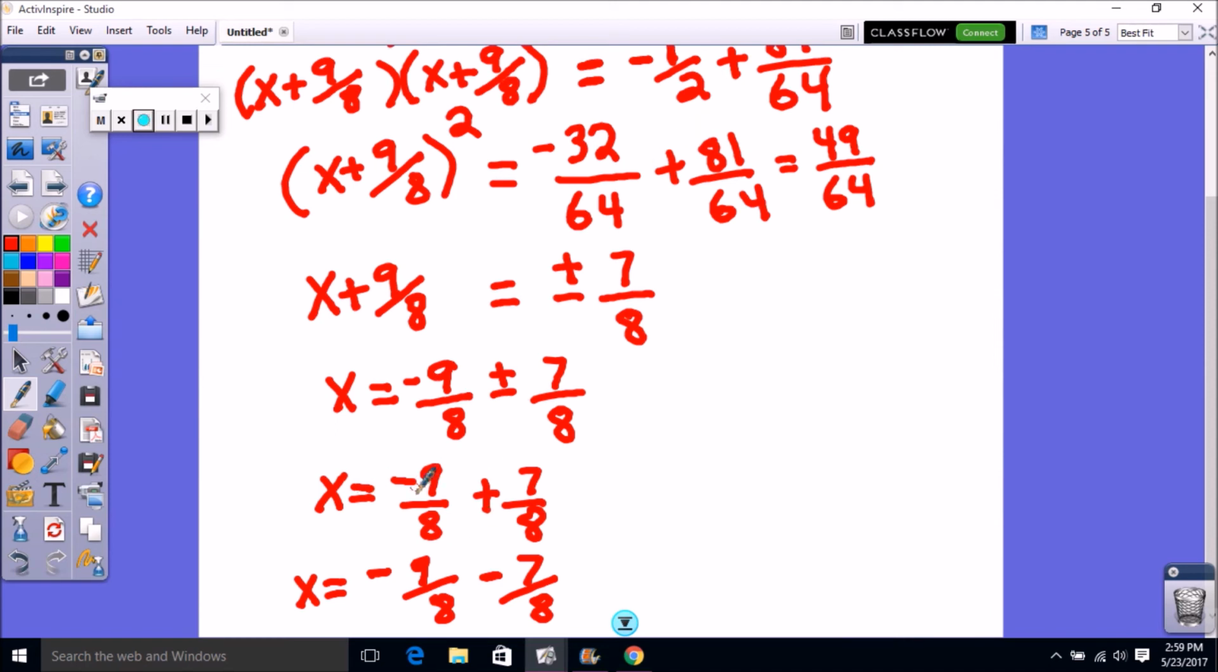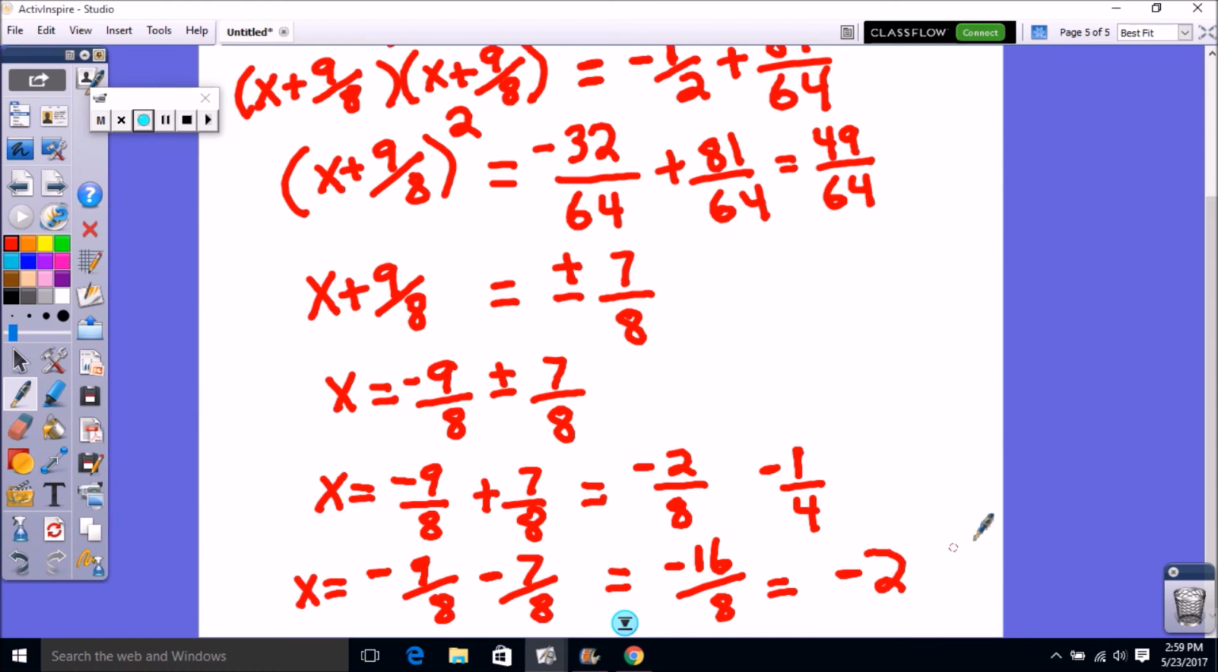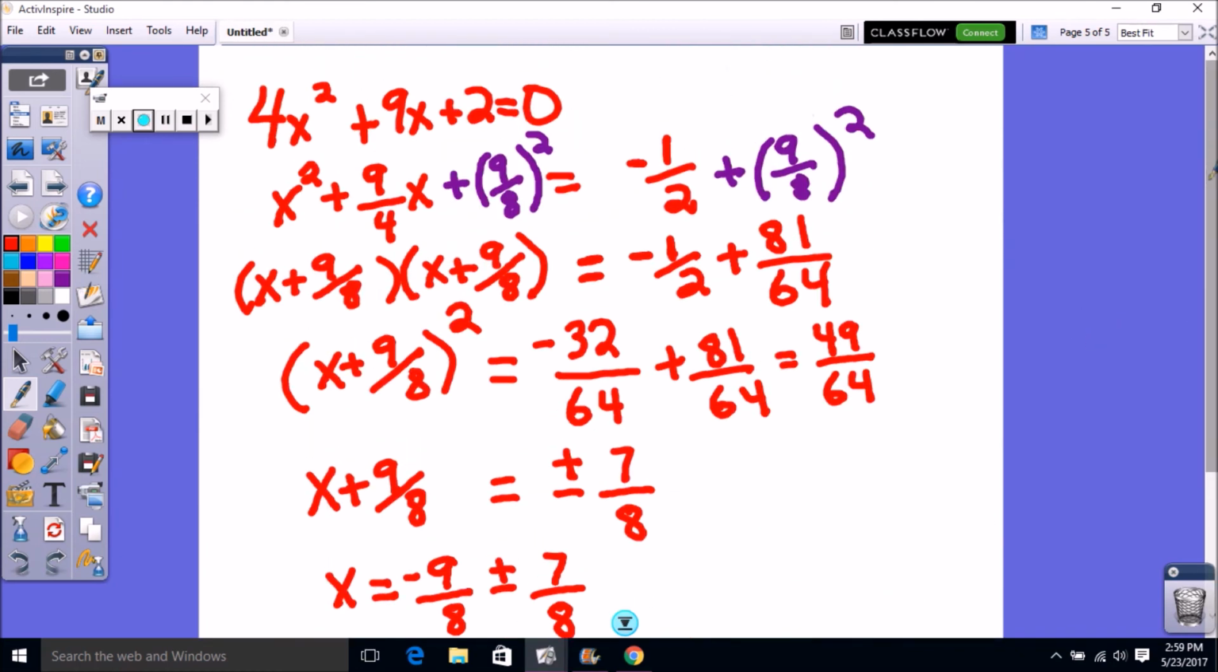Well, now I have to do it. -9 plus 7 is what? -2, actually, right? And -2/8 converts to -1/4. That's one of the solutions. -9 minus 7 is -16, over 8 equals -2. Now, had you realized, okay, what were my solutions? -1/4, what were my solutions?